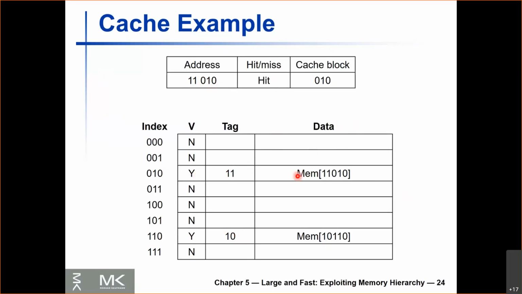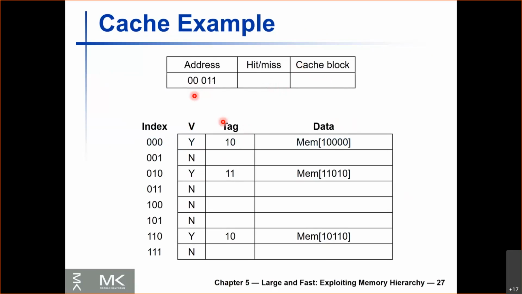Now another access comes along. What's my index here? 000. What's my tag? 10 is my tag, and 00 is here. This line is invalid, so obviously I have a miss. So I'm going to get the data, and I'm going to put my tag in over here.